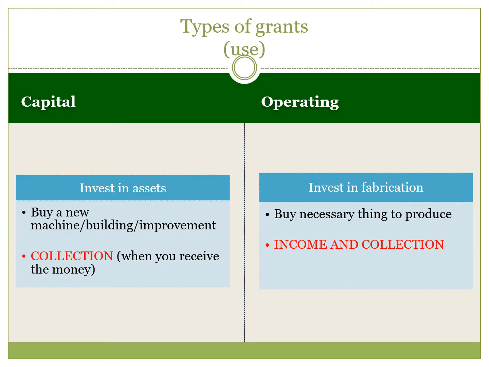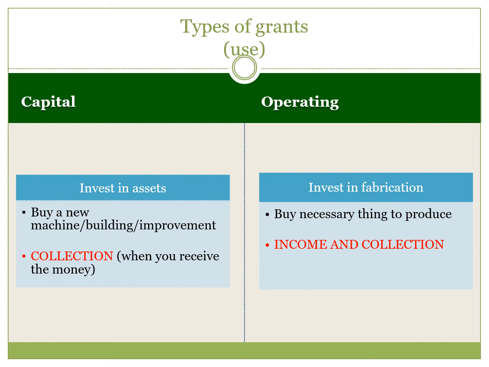So what kind of grants can a company get? Well, depending on the use, there are two different ones. There are capital grants and operating grants. Capital grants are money that the company has to invest in assets. They have to buy a new machine, they have to buy a new building, they have to create an improvement, whatever. These capital grants are a collection. Whenever you put them in your chart, they are a collection when you receive the money, okay? If you don't receive the money, it's nothing yet.